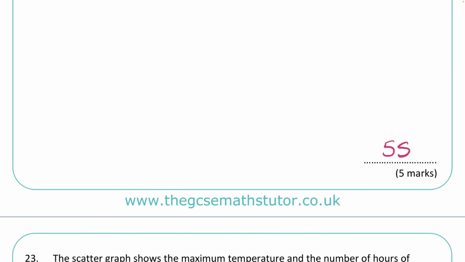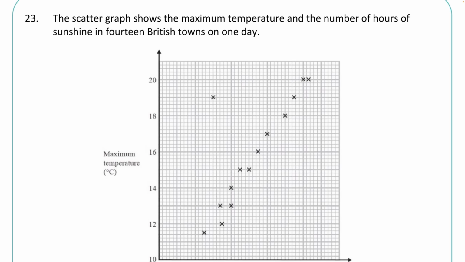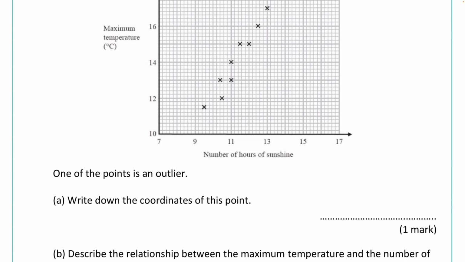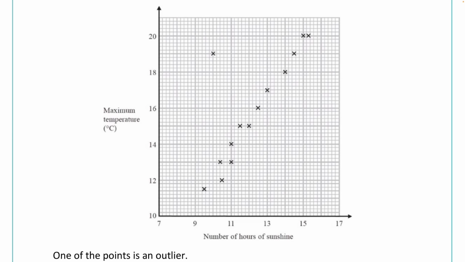Okay, our next question is looking at a scatter graph. It says the scatter graph shows the maximum temperature and the number of hours of sunshine in 14 British towns on one day. It says one of the points is an outlier. Write down the coordinates of this point. So an outlier is a point which lies quite a distance away from the line of best fit.